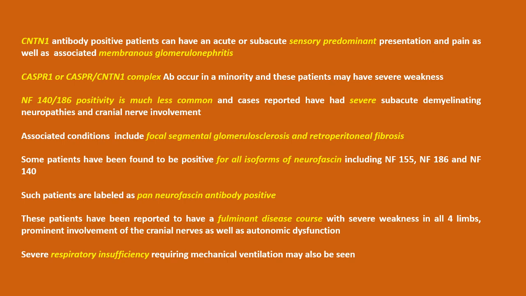Some patients have been found to be positive for all isoforms of neurofascin, including NF155, 186, and 140. Such patients are labeled pan-neurofascin antibody positive. These patients have been reported to have a fulminant disease course with severe weakness in all 4 limbs and prominent involvement of cranial nerves, as well as autonomic dysfunction, and severe respiratory insufficiency requiring mechanical ventilation may also be seen.